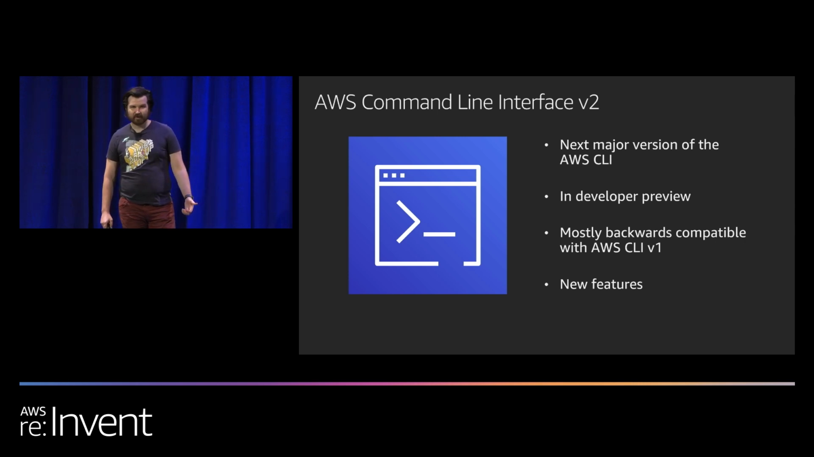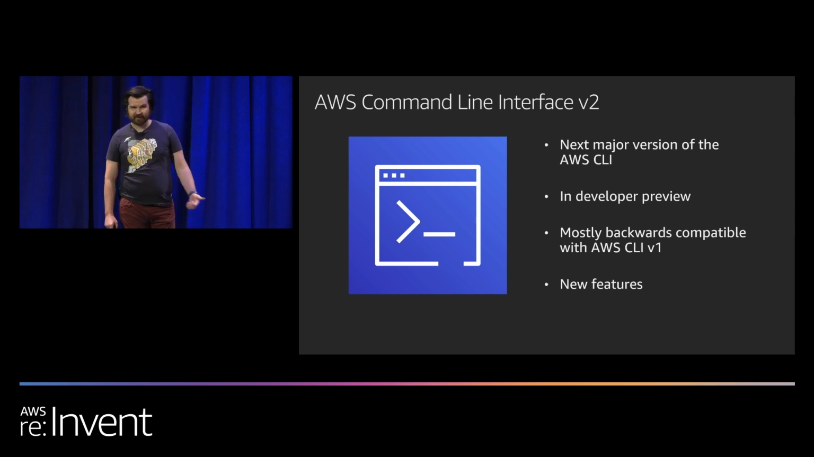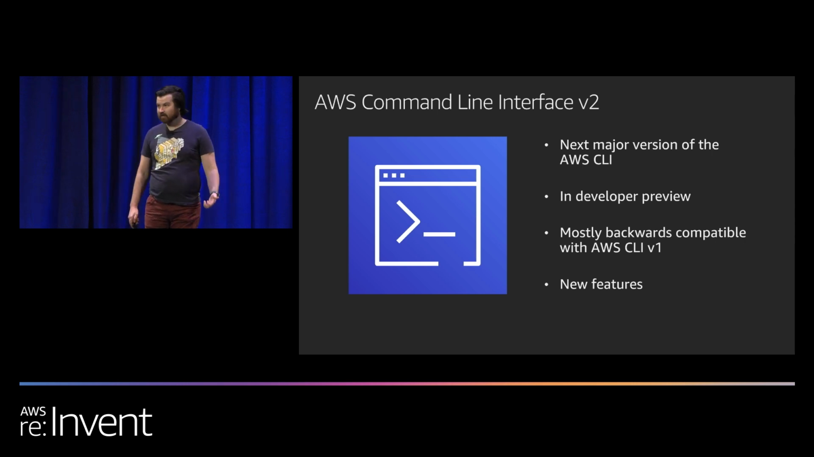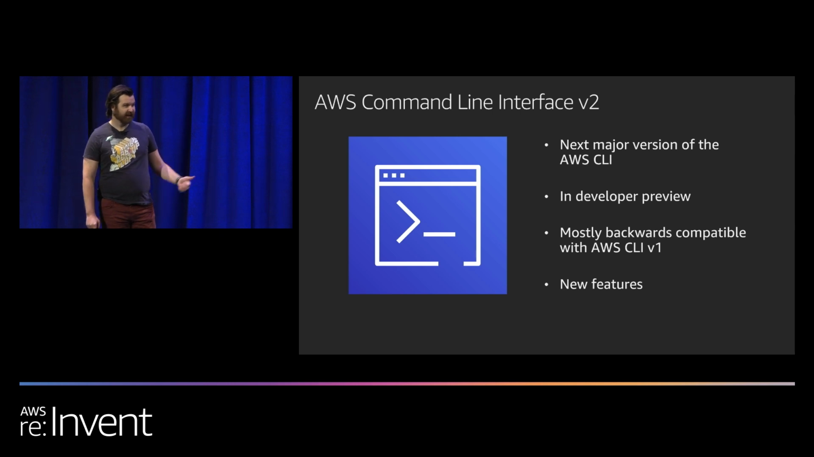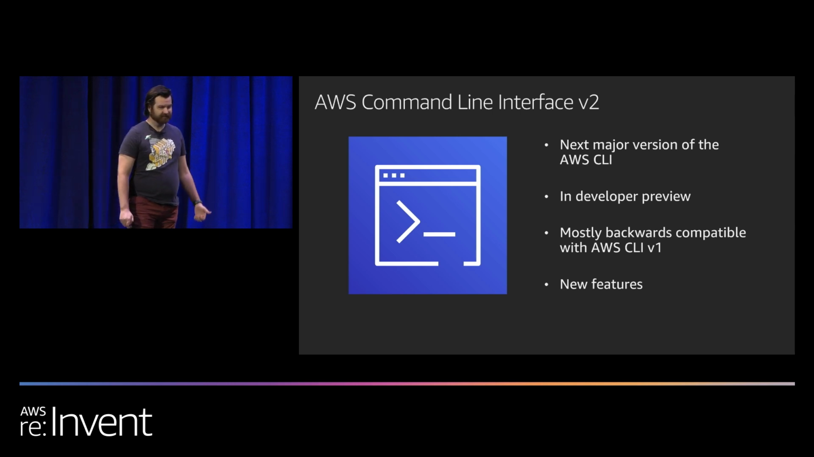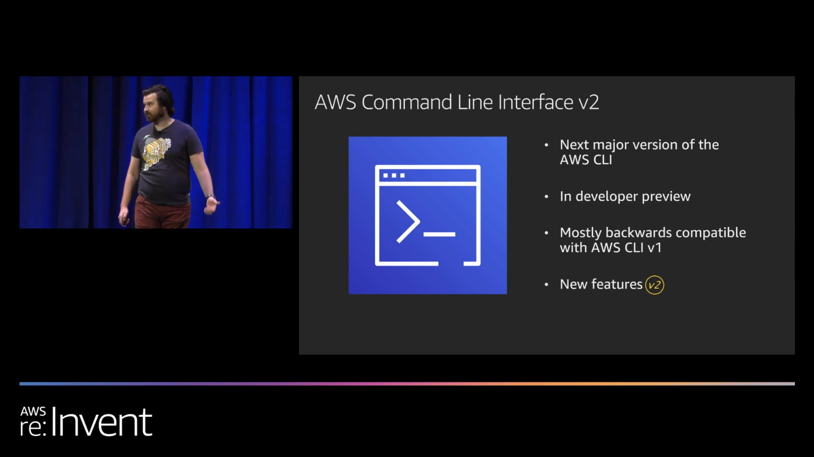However, for the most part, the AWS CLI v2 is backwards compatible with the CLI v1. So if you have a script or workflow that you use with v1, it is most likely going to work with v2. And in addition to some of these minor backwards incompatible changes that we're making, we're also adding new features to the AWS CLI v2. And throughout the talk, we'll be using this v2 sign to indicate if a feature is a v2 only feature.